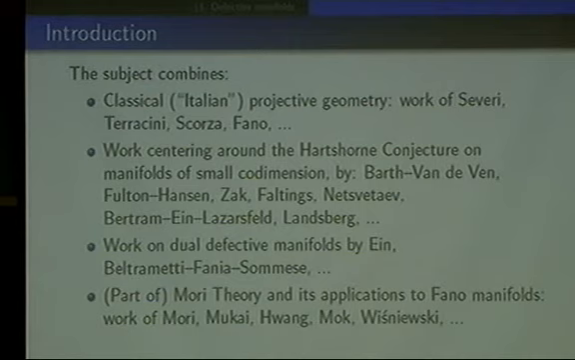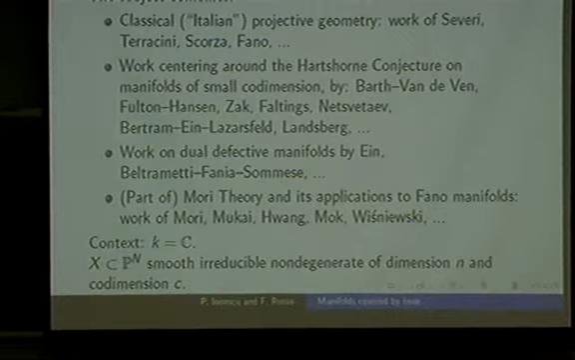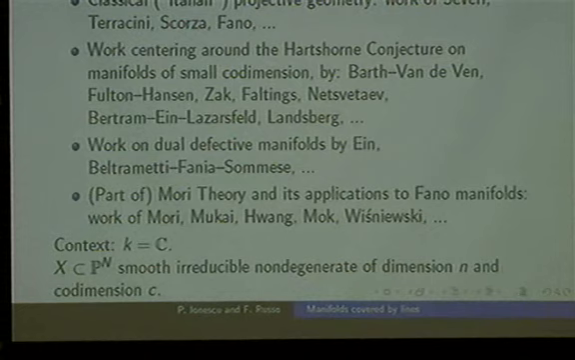Now, the context is hopefully already familiar, and I'm pleased that the notation is very much the same as that of the previous speakers. So we work over the complex field, and X will always denote an embedded, smooth, irreducible, and non-degenerate manifold whose dimension is small n and codimension small c.